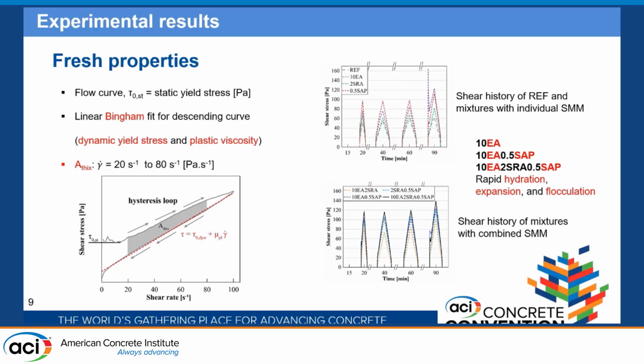Fresh properties were studied empirically and with a rheometer. You see the hysteresis loop at the bottom. The linear Bingham model was fitted to the descending curve to calculate the dynamic yield stress and plastic viscosity. Thixotropy was measured as the area between the ascending and descending curve, and at shear rates of 20 and 80 per second.